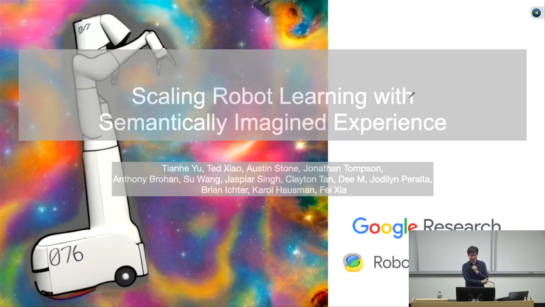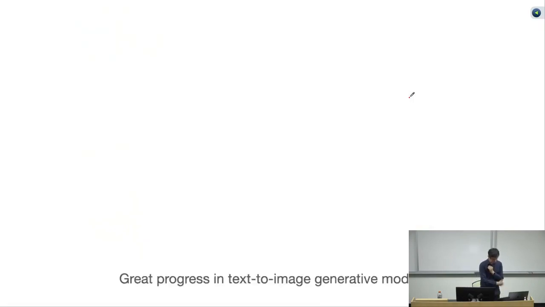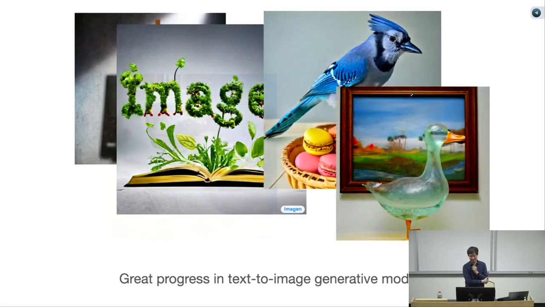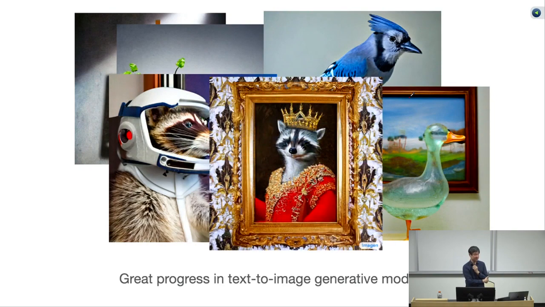Scaling robot learning with semantically imagined experience. We had a lot of progress in the last year or two in text-to-image generative models. Here is Imagen. You basically type in text, and it generates creative and realistic images for you.